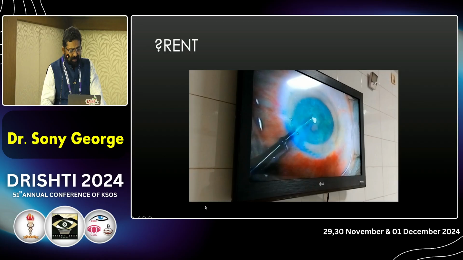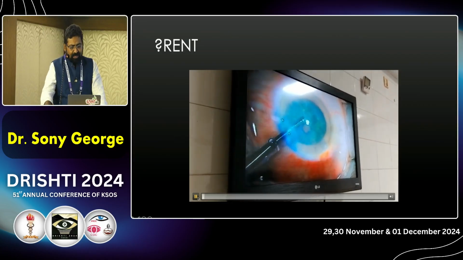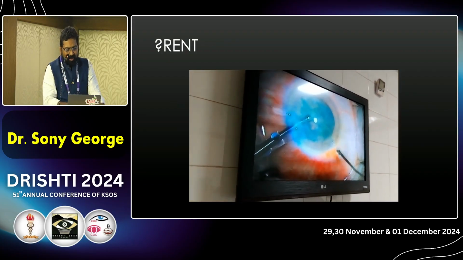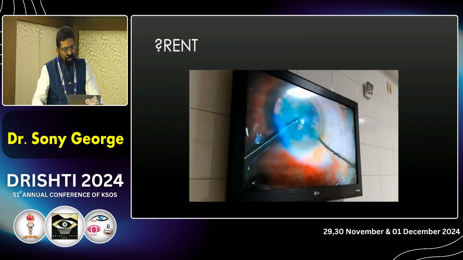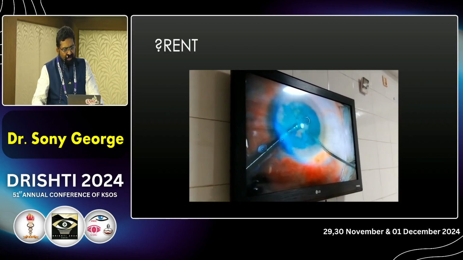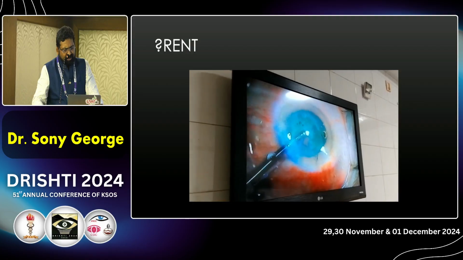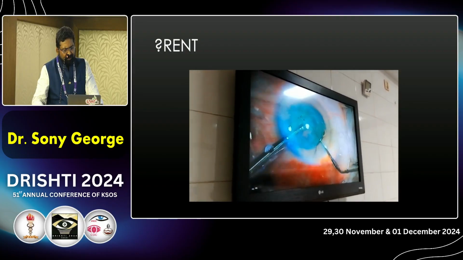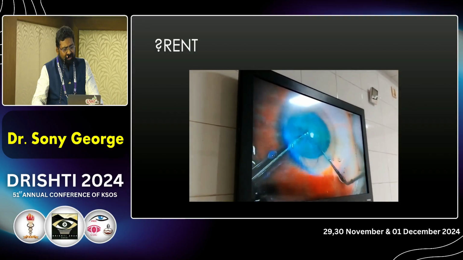And this is where, if you have a doubt while sculpting, see, here there is a clear area in the center. So you do not know whether it is a rent. So what you do is, you immediately use viscoat and plug that area. You don't need to remove the phaco probe at all. Once you do that, you try rotating, keeping the probe inside itself. If it is rotating properly, there is no problem in the rotation. Probably you are not dealing with a rent.